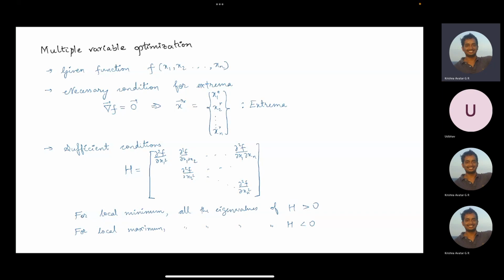Now to determine whether the extremum is a local minimum, we need to determine all the eigenvalues of H. If all the eigenvalues of H are greater than 0, then it implies that the extremum is a local minimum. However, if all the eigenvalues of H are less than 0, then it implies that our extremum is a local maximum.